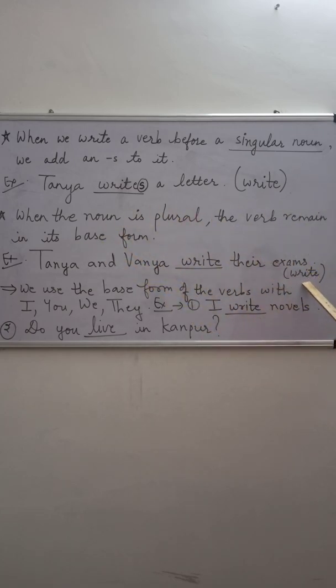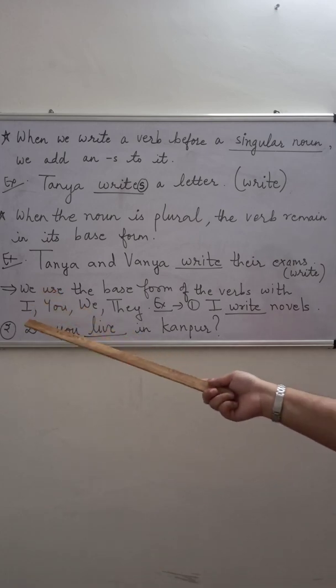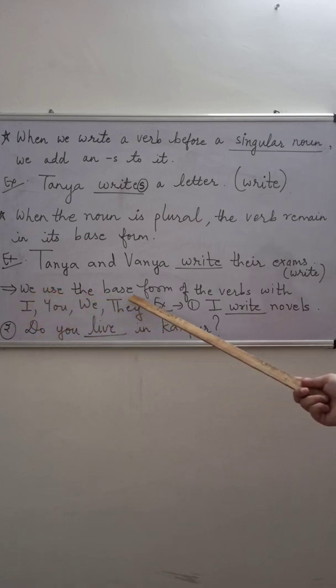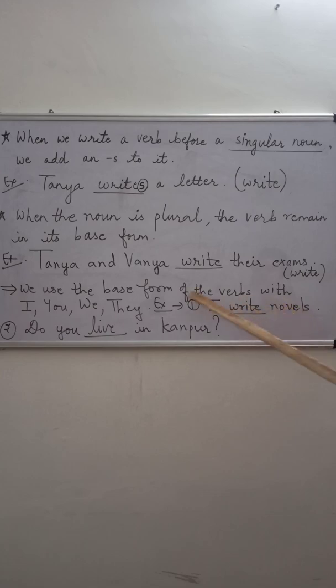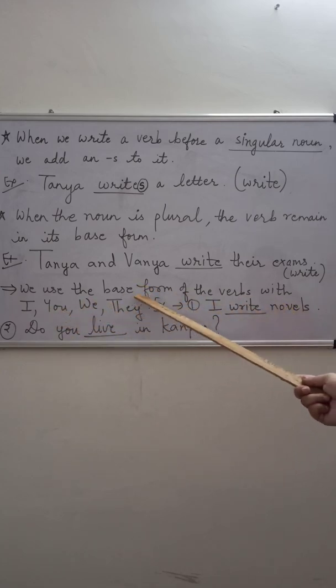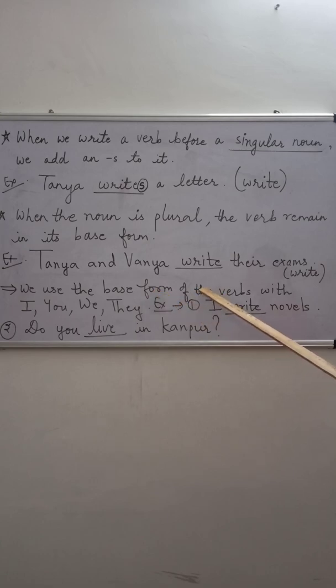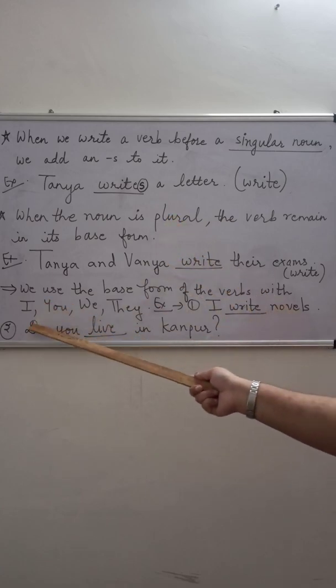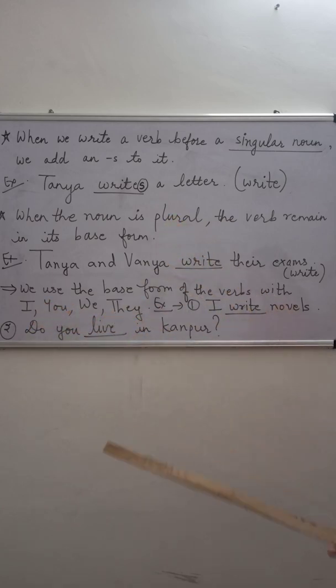So we will use the base form of the verb. So the sentence becomes Tanya and Vanya write their exams. We will not add an S to the verb. Now see this. We use the base form of the verbs with I, you, we, they. So when do we use the base form of the verb? We use the base form of the verb with plural nouns and with I, you, we and they.